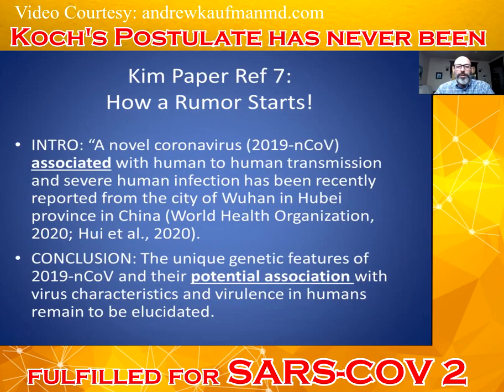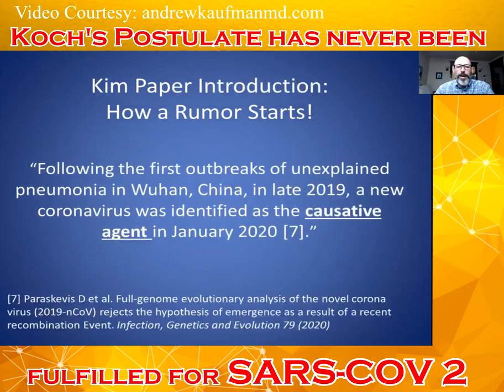And in its conclusion, it talks about the genetic features of the virus and their potential association with virus characteristics and virulence in humans remain to be elucidated. So in other words, there's some kind of association. We need more research. We haven't proven anything. So how did they say this? They must have just basically flat out lied. They made this up. They said it's a causative agent. They gave a reference, and it's not in the reference. And in my opinion, this should be censured. I mean, this is a serious ethical violation here to make such an important claim. All of the world policies are based upon this claim that it is a causative agent, and they cannot reference any science to back that up whatsoever.